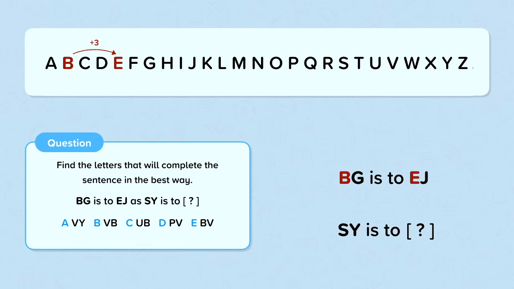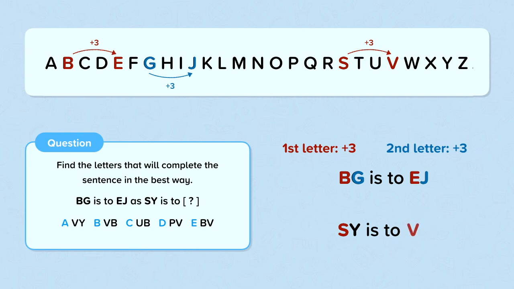So this is the relationship between the first letters. Now we need to find the relationship between the second letters, G and J. To get from G to J, we just need to move forward another 3 letters. Again, that's +3. Now we can use these relationships to find the missing pair of letters in the second set. We'll start with the first letter, S, and again we'll find it in the alphabet. To find the first letter of the missing pair, we just need to move 3 letters forwards, or +3, and that takes us to V.